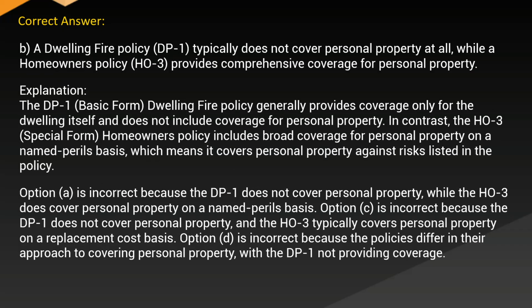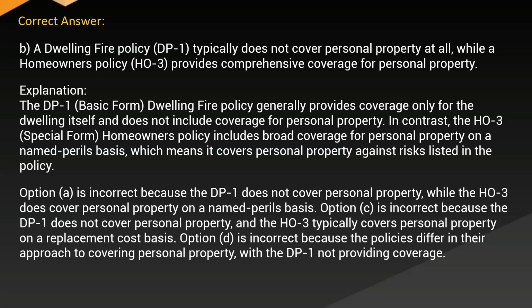Correct answer: B. A dwelling fire policy (DP1) typically does not cover personal property at all, while a homeowner's policy (HO3) provides comprehensive coverage for personal property. Explanation: the DP1 basic form dwelling fire policy generally provides coverage only for the dwelling itself and does not include coverage for personal property. In contrast, the HO3 special form homeowners policy includes broad coverage for personal property on a named perils basis, which means it covers personal property against risks listed in the policy.